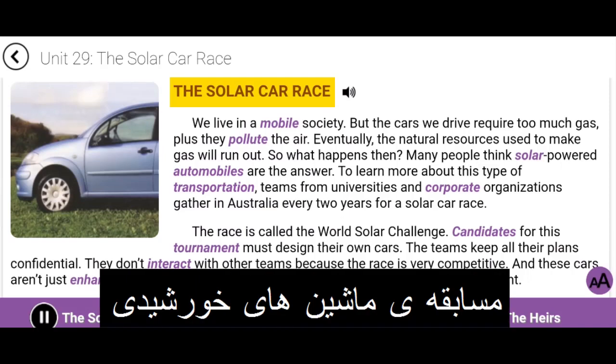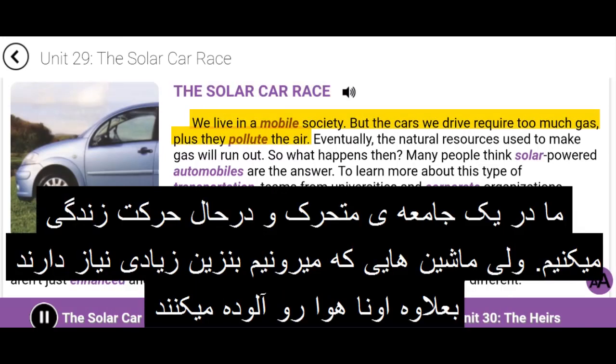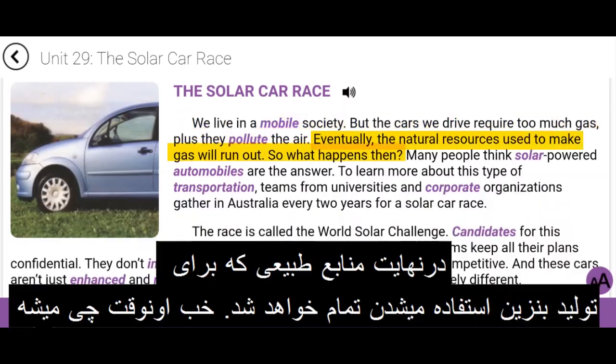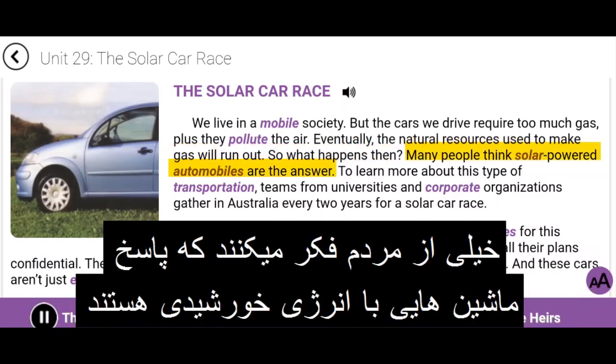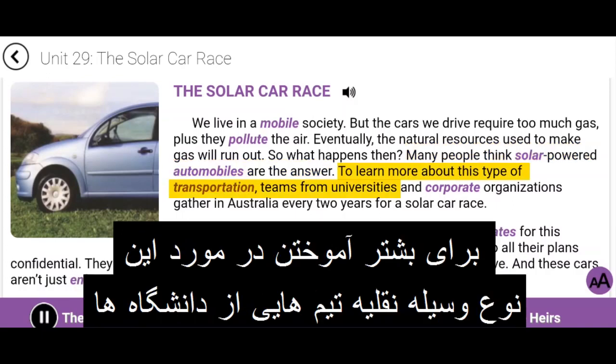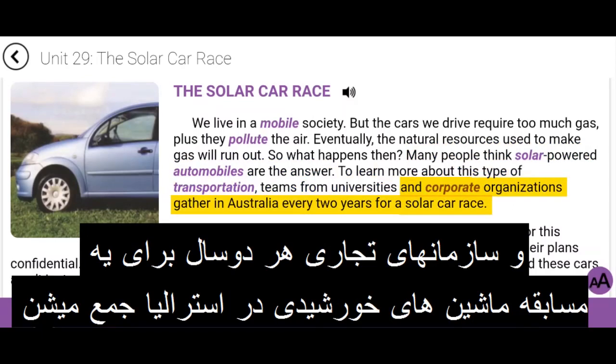The solar car race. We live in a mobile society, but the cars we drive require too much gas, plus they pollute the air. Eventually, the natural resources used to make gas will run out. So what happens then? Many people think solar-powered automobiles are the answer. To learn more about this type of transportation, teams from universities and corporate organizations gather in Australia every 2 years for a solar car race.